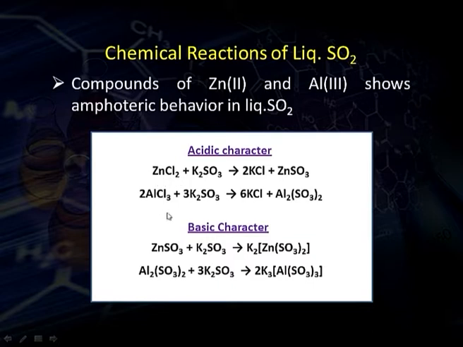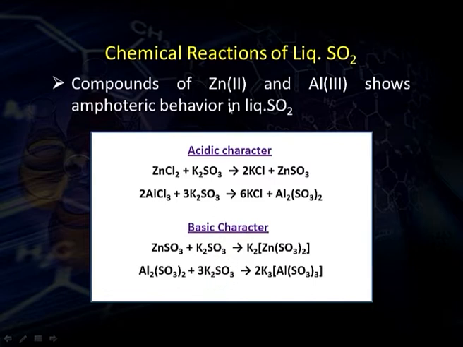In the second example, we have aluminum chloride plus potassium sulphite, it forms KCl plus aluminum sulphite. So, these two reactions show the acidic nature of zinc second and aluminum third respectively. Now, coming to the next example, which will show the basic character of the same ions, zinc second and aluminum third. Here we have zinc sulphite, it reacts with potassium sulphite to form a salt. Then we have aluminum sulphite plus potassium sulphite, again these two react to form a salt. So, these two examples show the basic character.